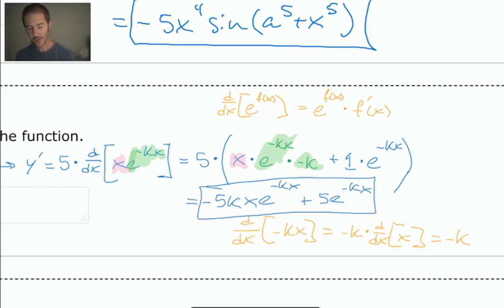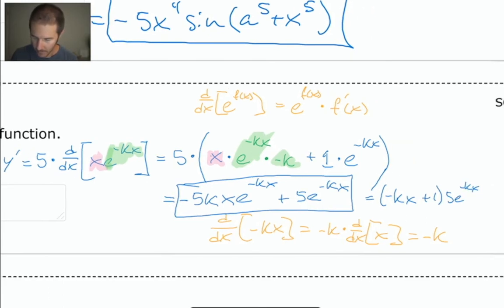Could you factor out a 5e to the negative kx? Sure. I don't know why we do that, but sometimes we do. And if we did, what would we have left? There would be a negative k from the first term, and there's an x in there still, and then you'd have a plus 1 times 5e to the negative kx. That's also an acceptable final answer.